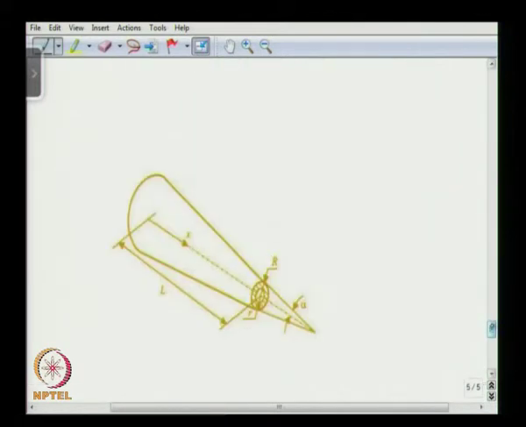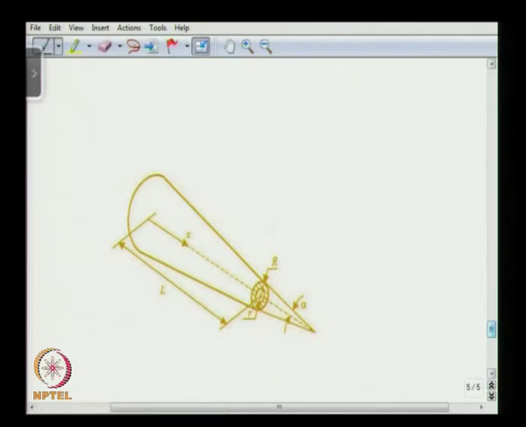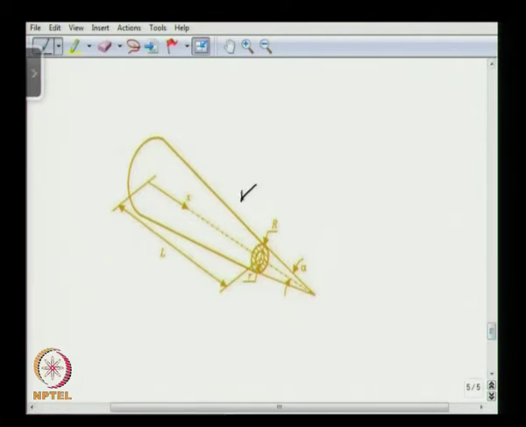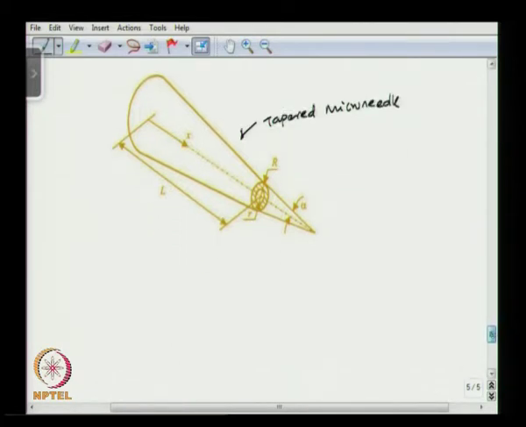In many applications, it will be easier to use a tapered microneedle for ease of insertion. One such microneedle is shown here. This is a tapered microneedle, and for the tapered microneedle we can write down E into Ix into d square y over dx square plus Mx equal to 0, because the Mx is varying, Ix is varying.